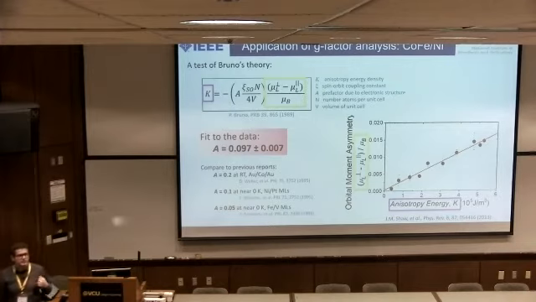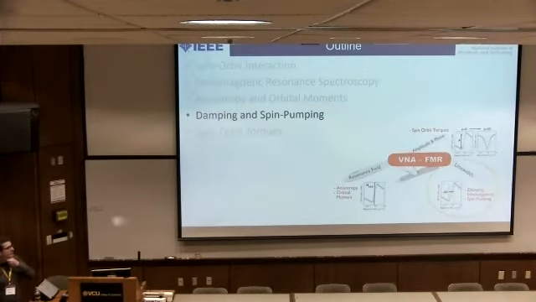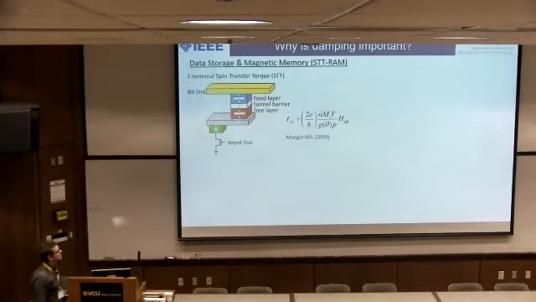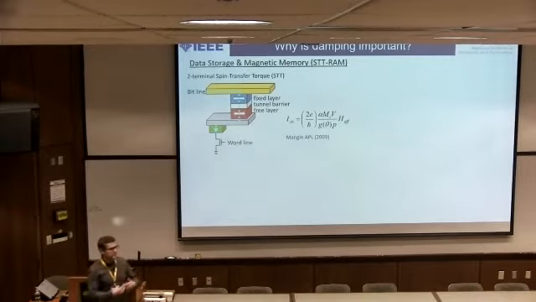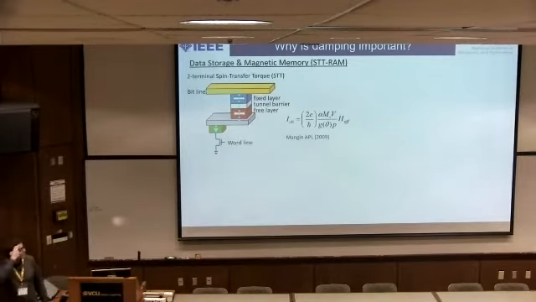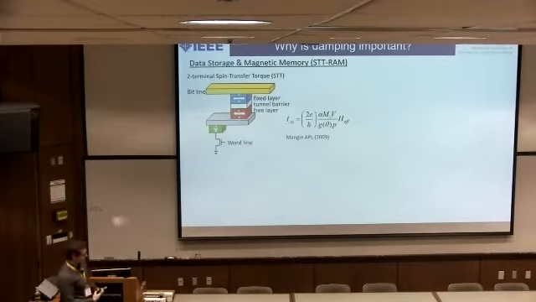Okay, so now let's shift gears and talk about line width and the information we get from that. So why is damping important? A lot of times I have to motivate this point to more general audiences because it seems like an esoteric topic. But of course, damping is an important parameter that determines the speed at which you can operate a device and, of course, the efficiency at which you can operate a device.